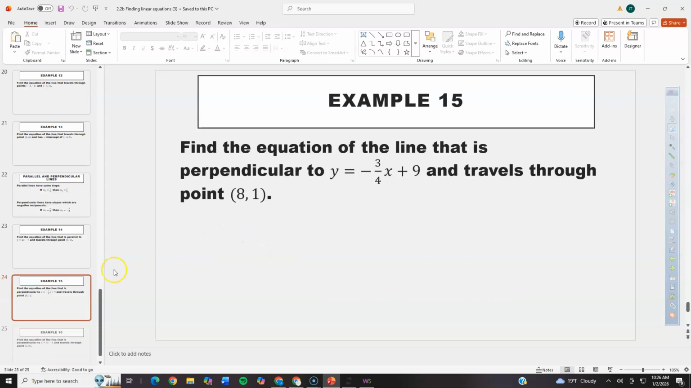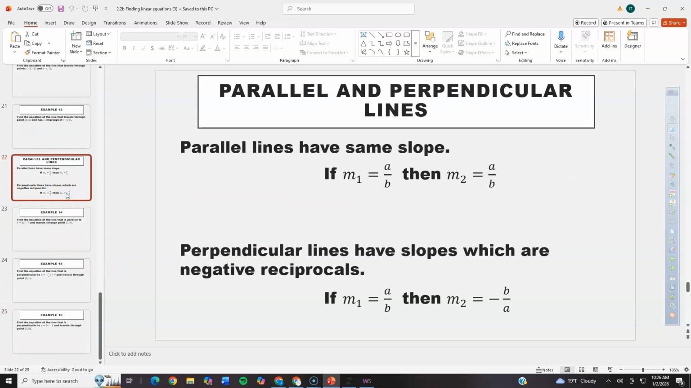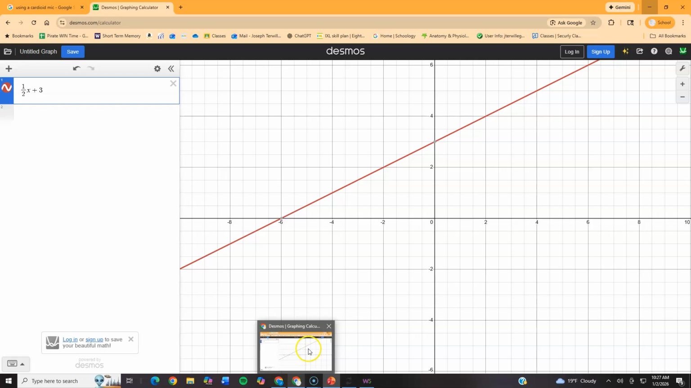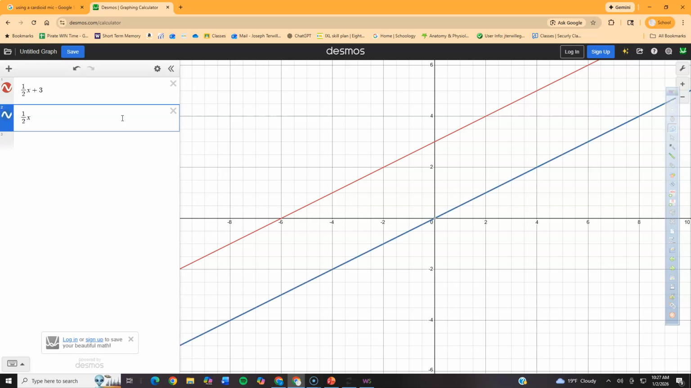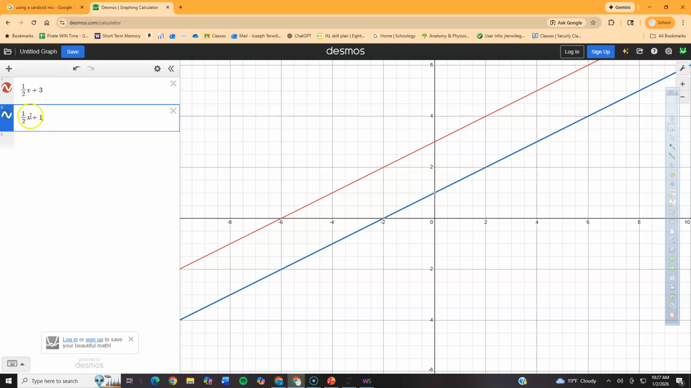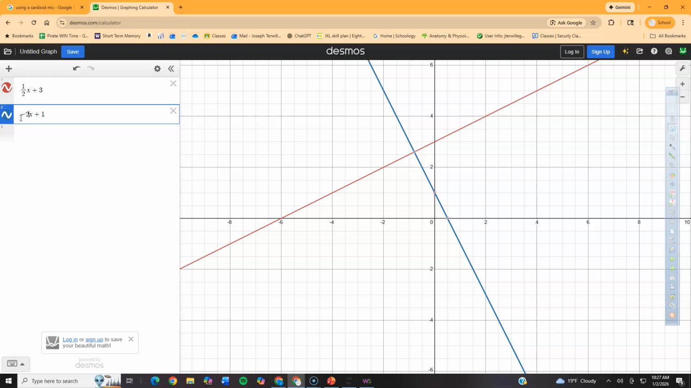Last one we're going to talk about parallel versus perpendicular lines. So two lines are parallel if their slopes are the same. They're perpendicular if they're opposite reciprocals. Let me show you real quick. If I make another line that has a slope of 1/2, they have the same slope, so they go the same direction. Now if I want to be perpendicular, what I'd actually have to do is flip this, so it'd be 2/1, and make it negative. Now they intersect at a right angle. They're perpendicular.